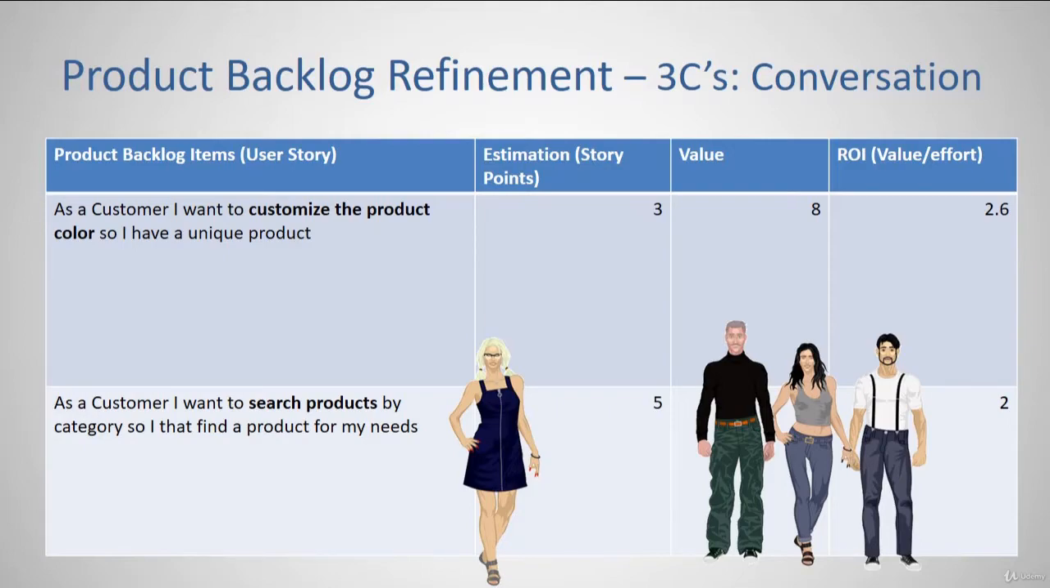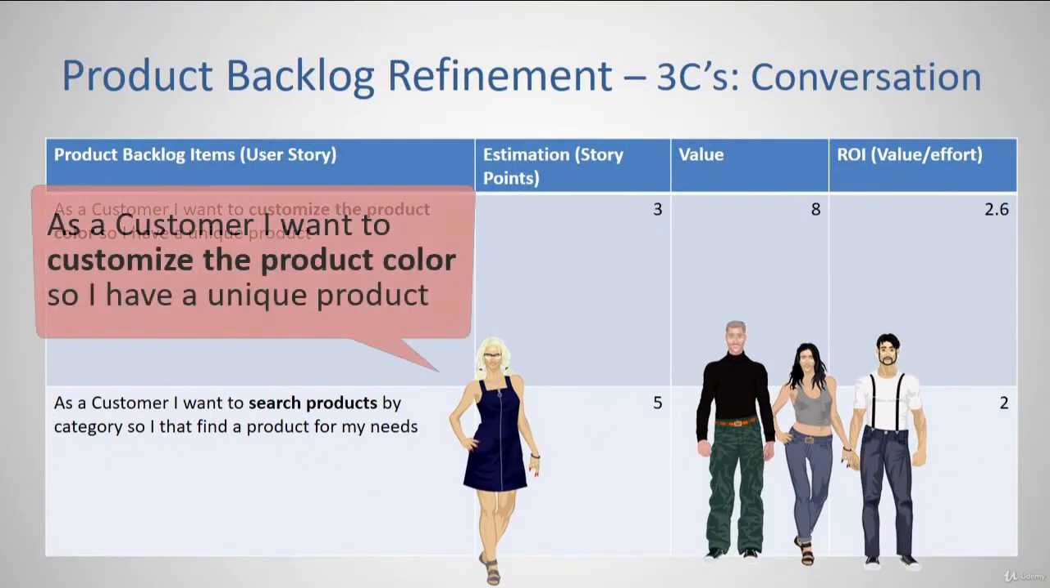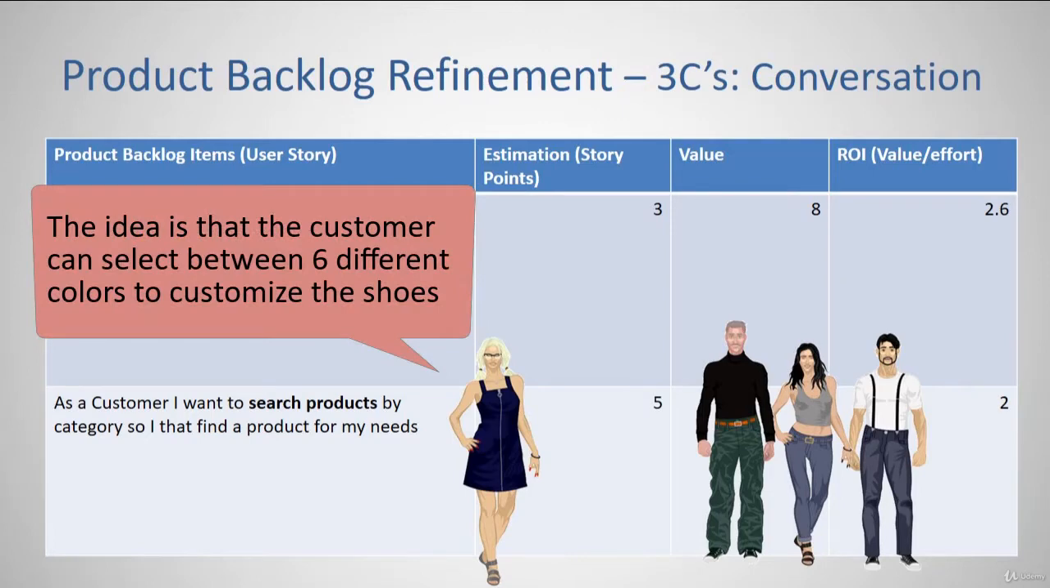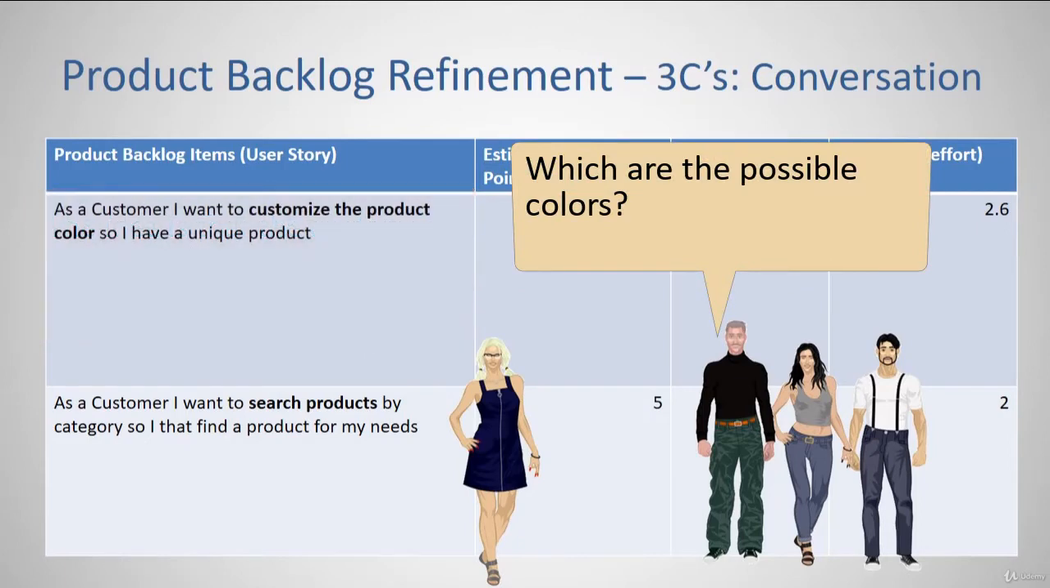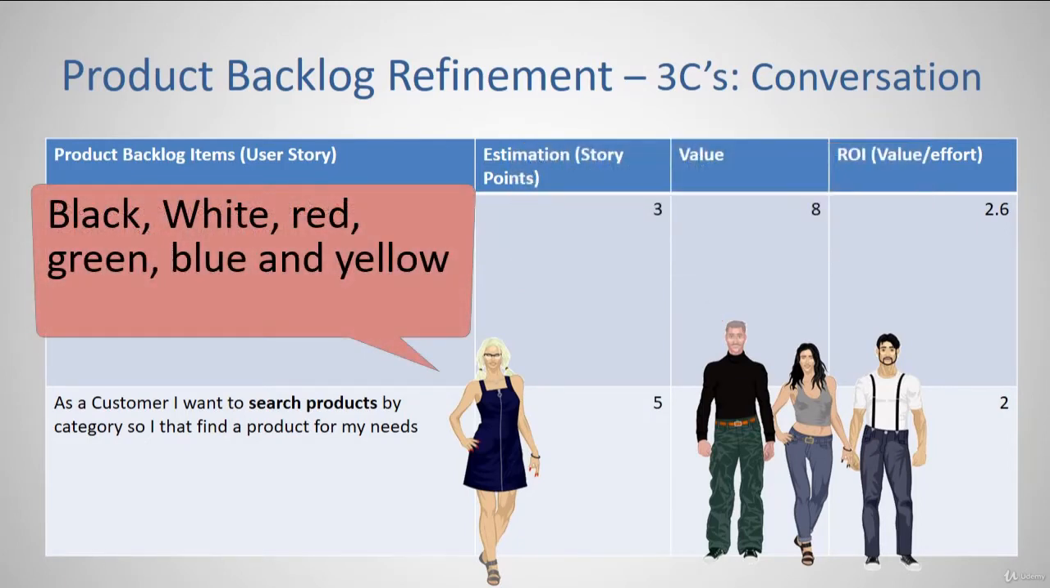A dialogue might go like this. As a customer, I want to customize the product color so I have a unique product. The idea is that the customer can select between 6 different colors to customize the shoes. Which are the possible colors? Black, white, red, green, blue, and yellow.